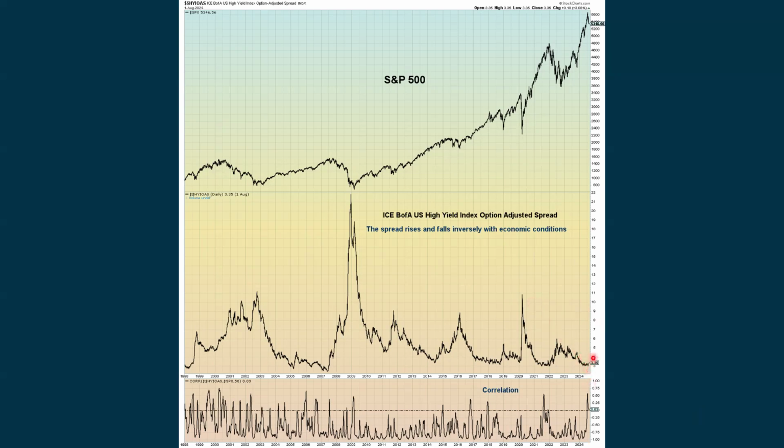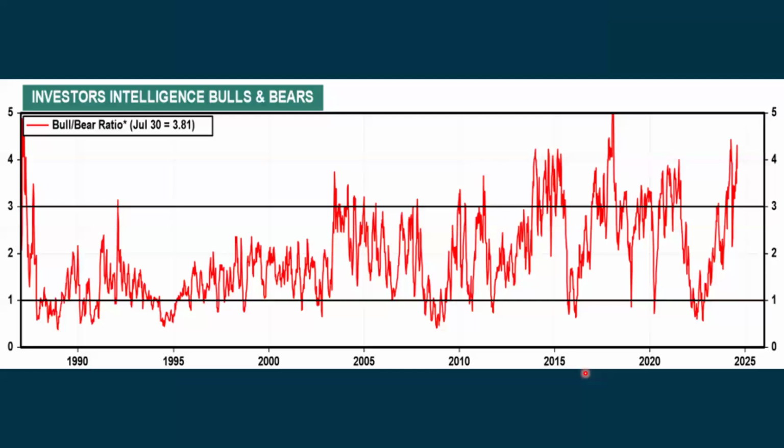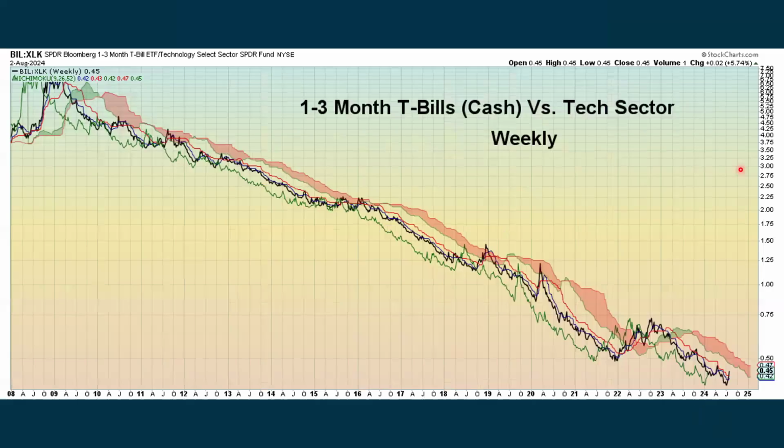When this really starts to go up, that's when the bond market is seeing an awful lot of fear. And we're just not seeing that, at least yet. Also, the latest rating from Investors Intelligence came in at 3.81. They dropped down from over 4. Usually they get to be extreme when they get above 4, which is what we saw a week ago.